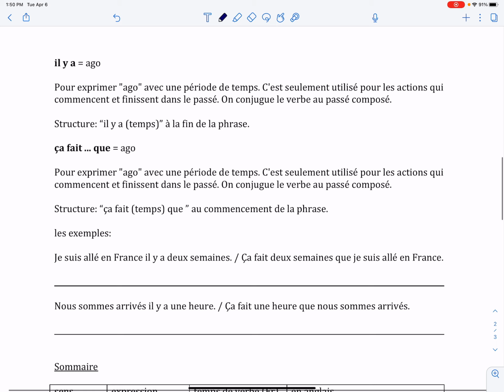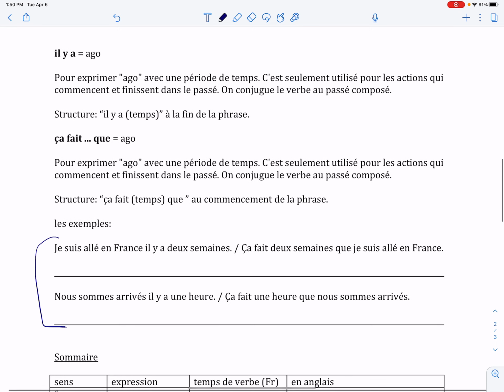The third expression, ago, there are 2 ways to express that in French. We can use il y a, which we know is the expression for there is or there are, but we're going to use it a little bit differently in these sentences. And ça fait que. Both of these will mean ago. They're going to structurally be used in different parts of the sentence and used differently. But I'll show you examples with both.